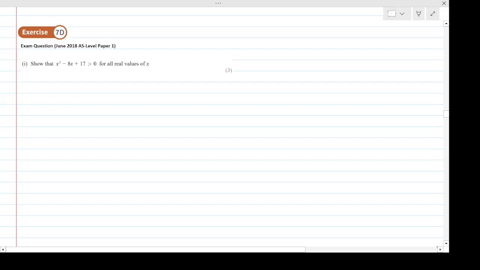Well, what that means is, if the minimum value of this expression is above 0, then surely everything else is as well, because the minimum value is the smallest value, right? If the smallest value is above 0, then so does everything else. Okay, so then we need to investigate that. But how do we get the minimum value?